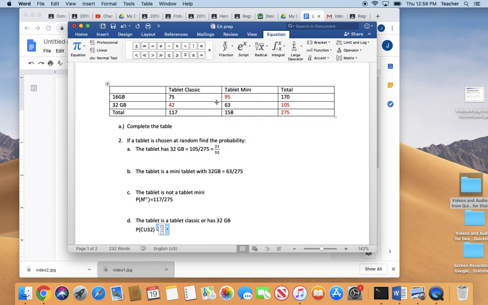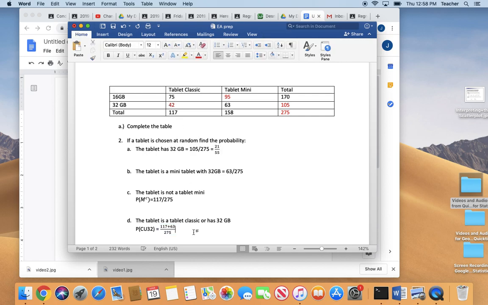I would have 117 plus 63 over 275. And notice I only counted these 32 gigabyte tablets once. I counted them once in the tablet classics, and then I just added these other 32 gigabytes. So you want to make sure you only count these 42 one time. And so if I put that in my calculator, I get 180 over 275.